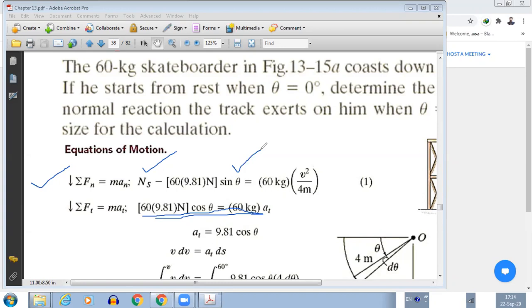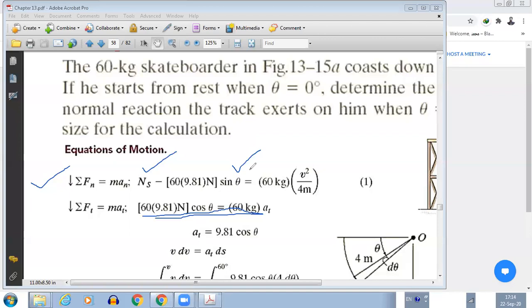Now we need an equation where we can relate velocity with theta. We have not studied any relationship where we can relate velocity with theta. When theta is 0, velocity is 0. When theta is 60, we need to find the velocity. That's the problem. That's why I told you this is not an easy problem. So what approach are we going to use?